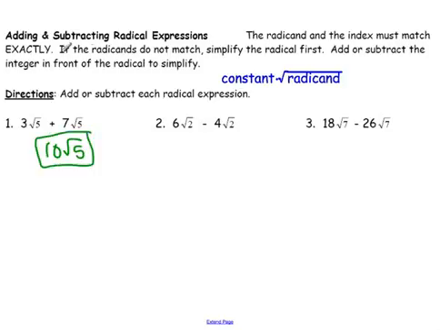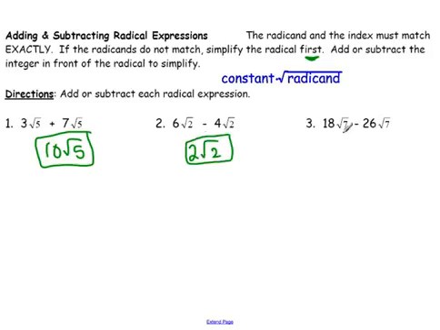If the radicands do not match, simplify your radicals first, and every so often that will get your radicands to match. From there, you just add and subtract the integer, or the constant, in front of the radical. For number 2, we take 6 minus 4 because the radical 2 and radical 2 match. So 6 minus 4 is 2.